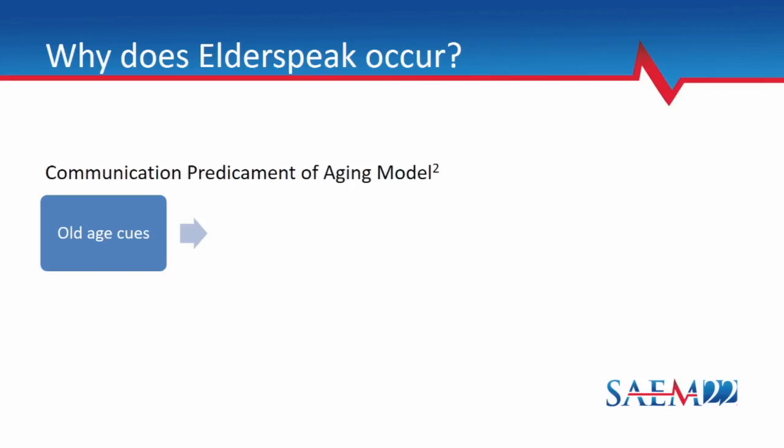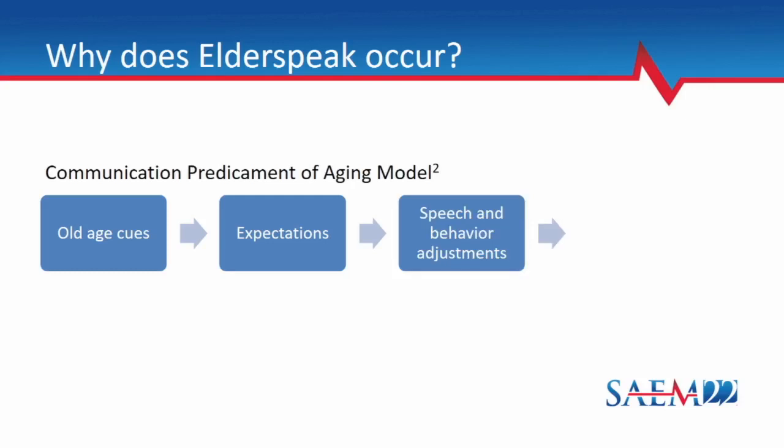And from those old age cues, we then create our own expectations of what we expect the patient's cognitive ability to be. Perhaps if you see a walker at the bedside, things like that, you expect that they might not be as independent with their IADLs or ADLs. And due to these expectations, you then adjust your speech and behavior based on these old age cues rather than your individualized assessment of the patient. And then from that, we see just this cycle of reinforcing your age stereotypes.